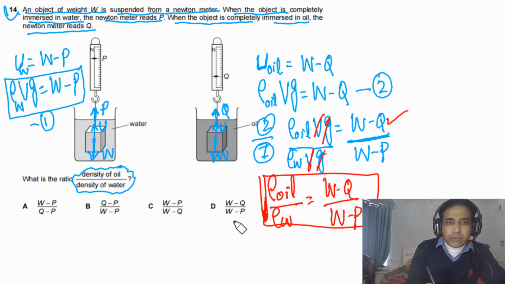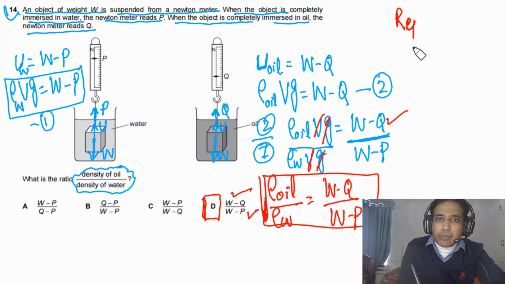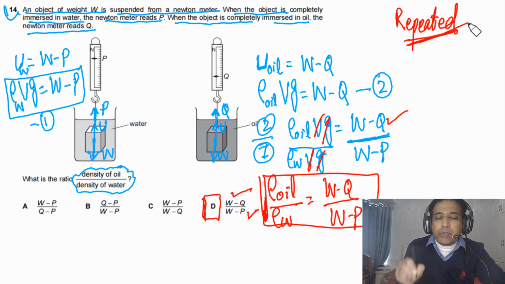So the answer for this question has to be W minus Q divided by W minus P. So the answer for this question is D. And this question is a repeated question. You can also see it in other past papers. I hope this makes sense to you.